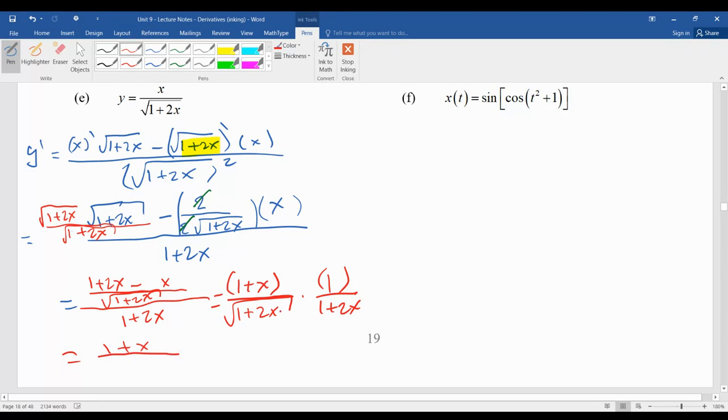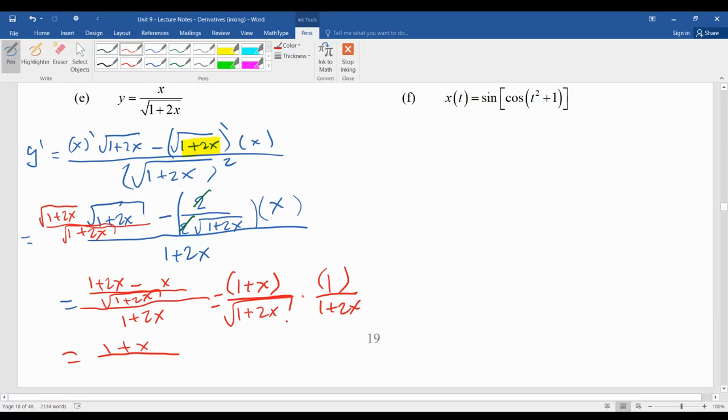How about the square root of 1 plus 2x times 1 plus 2x? Well, we have two different choices. We can combine these two under one radical, or under one exponent, which means putting it in exponential form. Either way the answer will be the same, just the format will be different.